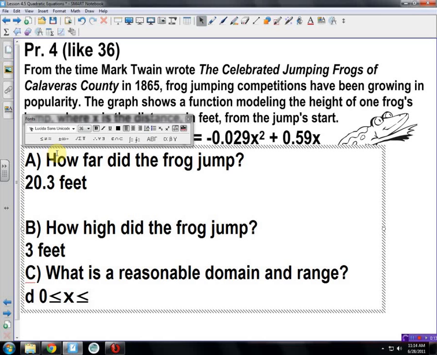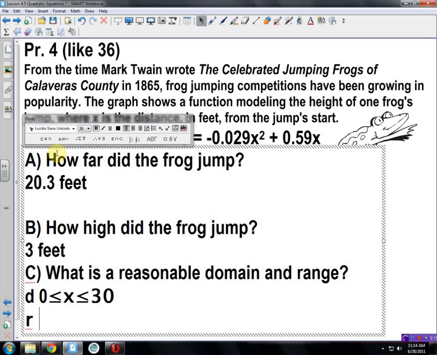Some people might say infinity, because a frog can jump forever if there's a mutant frog, or if it was in outer space and it jumped, it would go forever. But here on Earth, we might say, hey, maybe under 30, until they break that world record. So that's the domain, between 0 and 30. A frog can't go further than 30 feet.